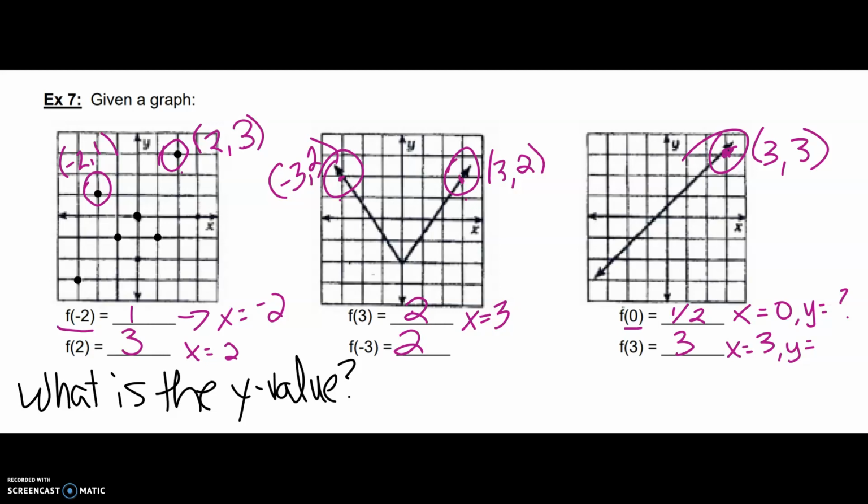So remember, when you're looking at a situation like this, it's telling you what the x value is, and it's asking you, when you find the point on this graph that has this x value, what is your y value? That is our ultimate question on these. What is the y value? Here's x, what's y?